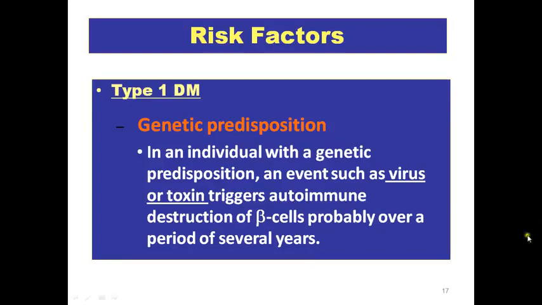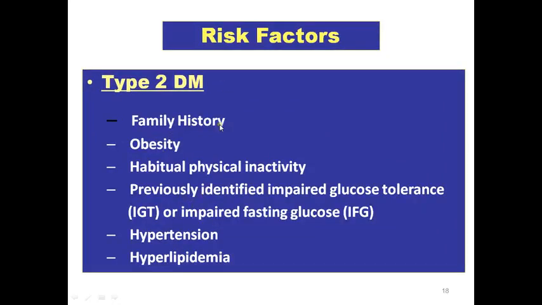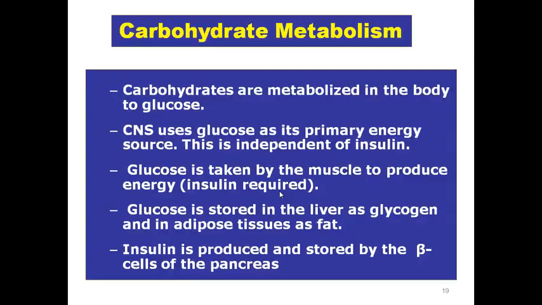Risk factors: genetic predisposition in type 1, and then certain virus or toxin exposures can lead to this. In type 2, family history is important, obesity, physical inactivity, and previously identified impaired glucose tolerance or impaired fasting glucose. So then there is a chance they are at high risk. If there's hypertension and hyperlipidemia, then there is high risk of having type 2 diabetes.